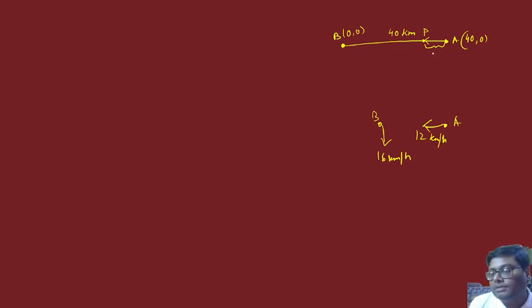So after time t, how much distance will A cover? As the speed of A is 12, the distance will be 12t. Similarly, at that time B will not be at the 0, 0 point, because it is also moving with the speed of 16 km per hour. So after time t it will move up to a distance 16t along the y-axis. Okay, let us say this point is Q. Okay, and this distance is 16t.